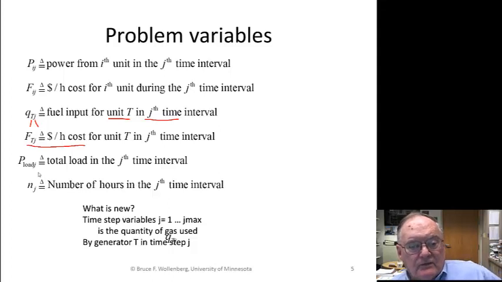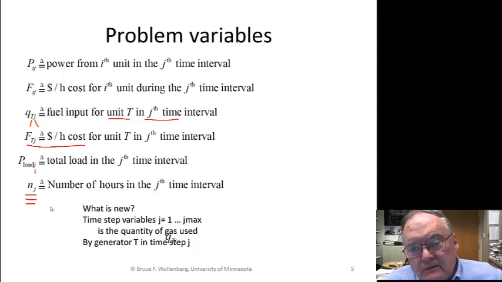Finally, I have a load for every hour, every time period j. Throughout the textbook, we emphasize the fact that time periods can be more than 1 hour long. We didn't do this in unit commitment, but it's typical for these hydro and fuel scheduling programs. Sometimes we do not wish to have a fuel scheduling problem that has 24 hours in it.